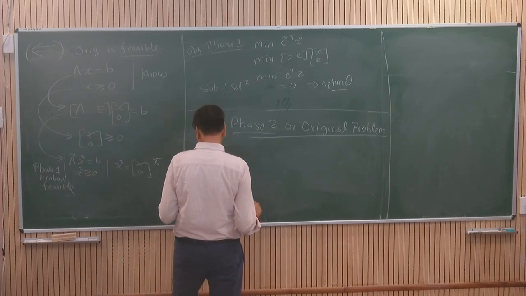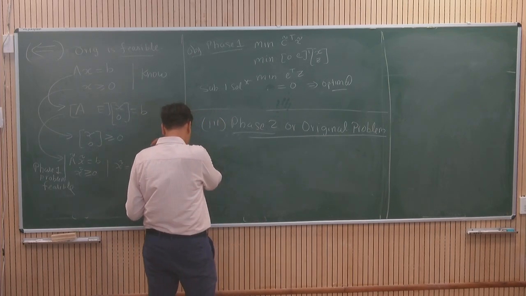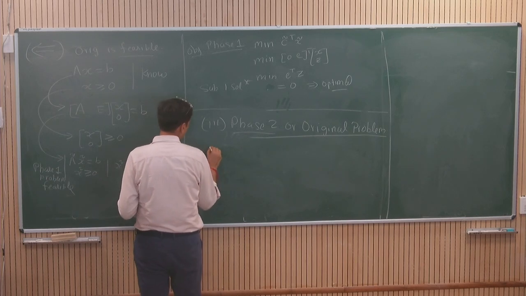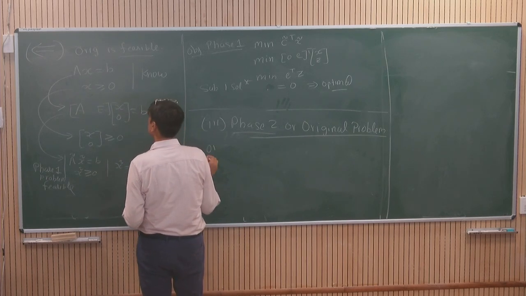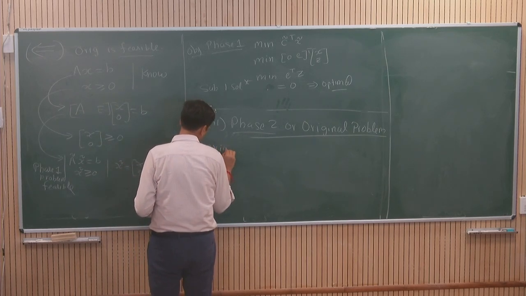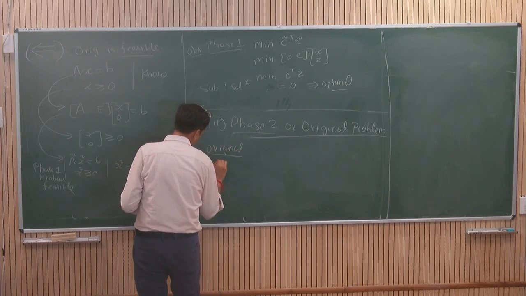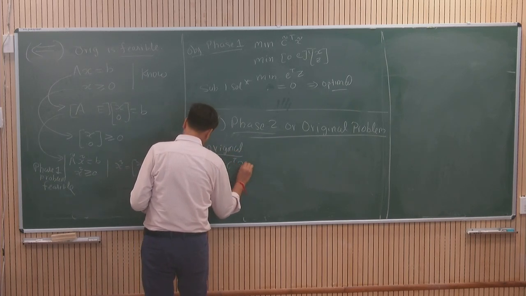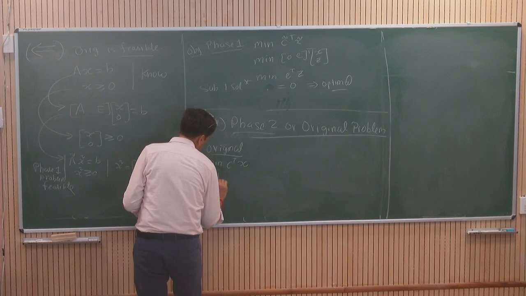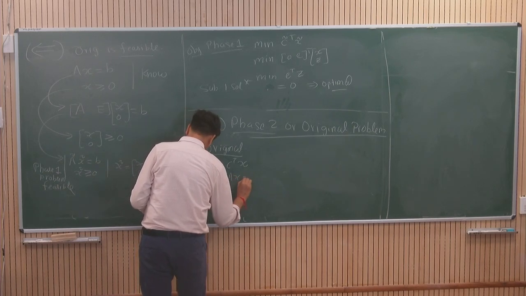So I'll just take a minute to remind you of certain things. There are two cases which we have to consider. The original problem is this: minimize C transpose X subject to Ax equal to B and X greater than or equal to 0.